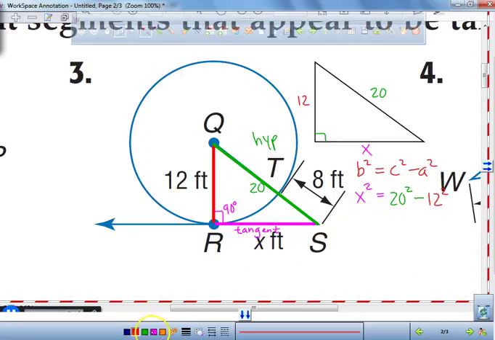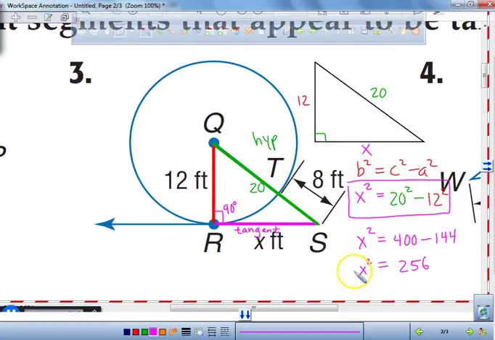So what do I want you to do? Use the Pythagorean theorem and solve for x. Now, if you use the Pythagorean theorem correctly, you would have gotten 400 minus 144, which gives you a result of 256, which is equal to x squared. But we all know in this class that you have to do what?